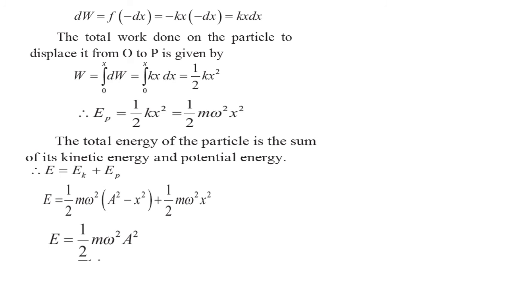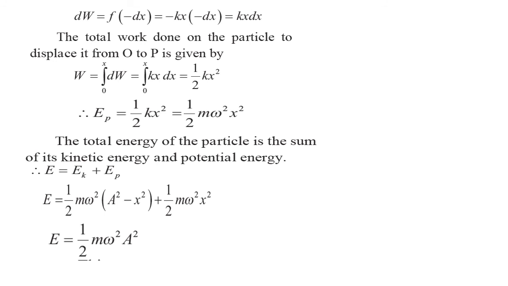So even if you consider the position of a particle at extreme position and at mean position, you get the same expression for energy, which is 1/2 m omega square a square. And hence we conclude that the energy of a particle performing SHM is conserved in case of SHM.